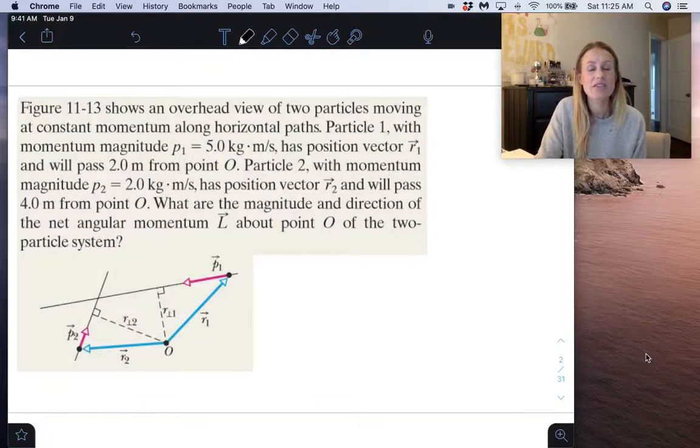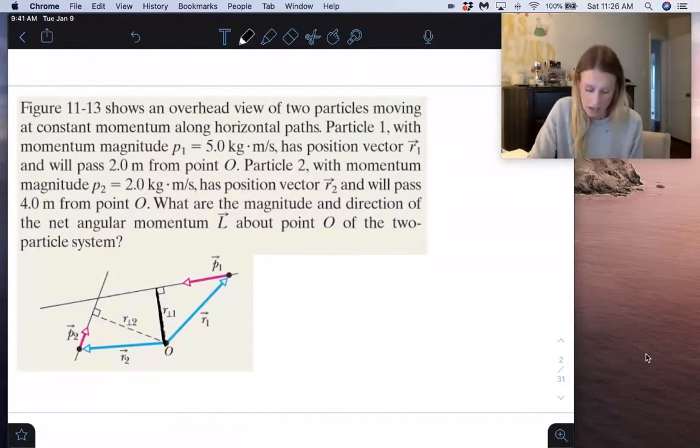Everyone. So here's our first example for angular momentum. Figure 11-13 shows an overhead view of two particles moving at constant momentum along horizontal paths. Particle 1 with momentum magnitude P1 equals 5 kilograms times meters per second has a position vector R1 that will pass 2 meters from a point O. They're giving you the R perpendicular vector with that 2 meters, which is right here.